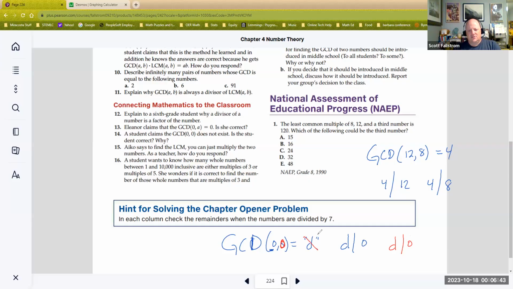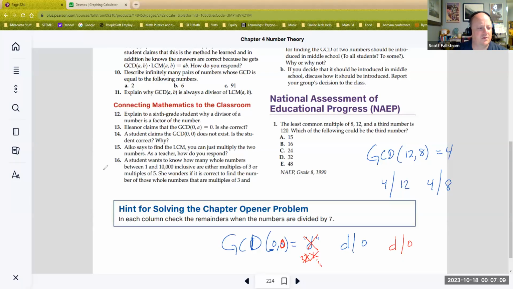So could I say the GCD is 1? Well, let's see. 1 does divide each of those, so it sounds like the GCD could be 1. But then I could choose 2, and 2 divides both of those numbers. What about 3? 3 divides both of those numbers. So the question is, how would you find that GCD if, outside of 0, it seems like every number works?